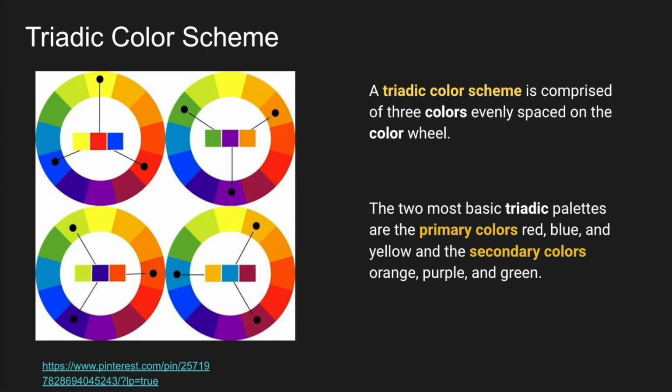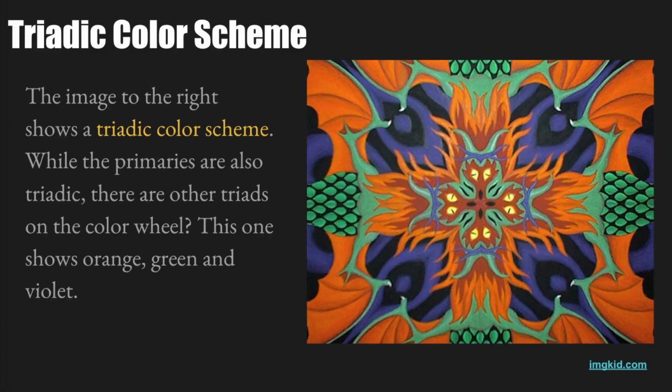Okay, here's a triadic color scheme. While the primaries are also a triadic color scheme because they form a triangle on the color wheel, there are other examples of triads as well. If we look at this next slide, you can see that the person used a secondary triad of orange, green, and violet. Because the colors are farther apart on the color wheel, you can see each shape pretty well. There are other triads you could use as well. Remember to experiment as you design your work. You may find color combinations you never thought of before.